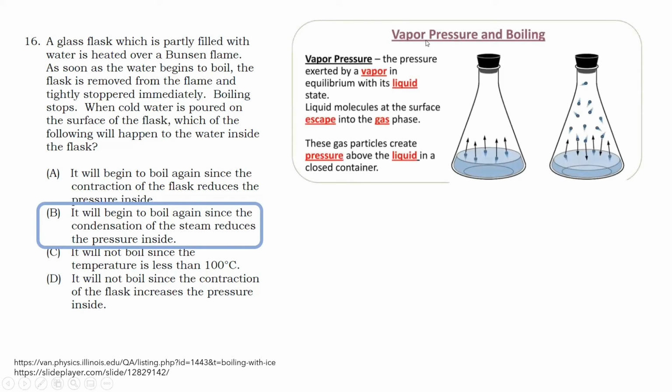Yan. So, first, ano ba yung vapor pressure and ano yung relation nun sa boiling? Yung vapor pressure, yun yung pressure exerted by a vapor in equilibrium with its liquid state. So, yung liquid molecules at the surface escape into the gas phase. So, pag nag-boil ka ng water, syempre mag-e-evaporate yung water and magiging gas na siya. These gas particles create pressure above the liquid in a closed container. So as you can see here, syempre nasa closed container siya, so mag-move tong particles. Yan, it will create pressure above the liquid. Yan, as you can see in this picture.